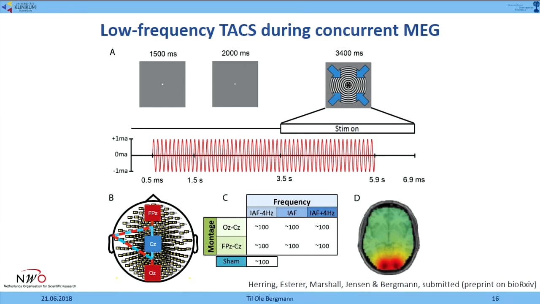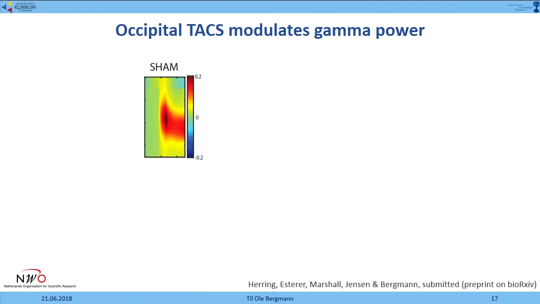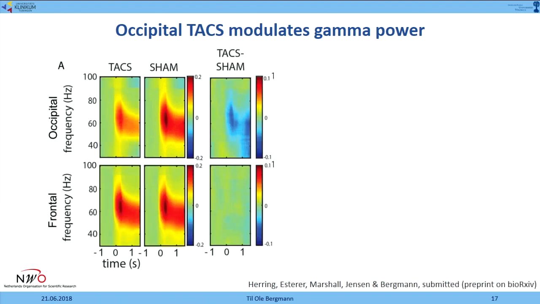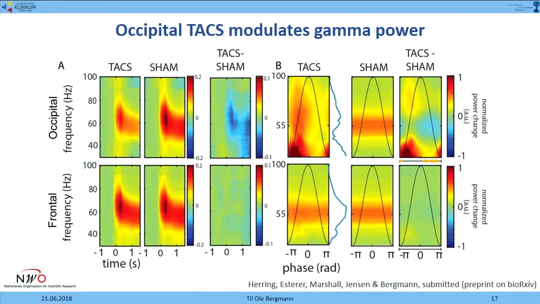And we had some sham trials in between, and for those sham stimulation, you see the very typical gamma response to the visual stimulus lasting as long as the stimulus lasts. While when stimulating with occipital montage in the upper row, you see as a difference a strong reduction in gamma power, while for the frontal control montage, that was not the case. So it seems that the gamma response to the visual stimulus is suppressed indeed by the TSES of the occipital cortex, and more so it is phasic.